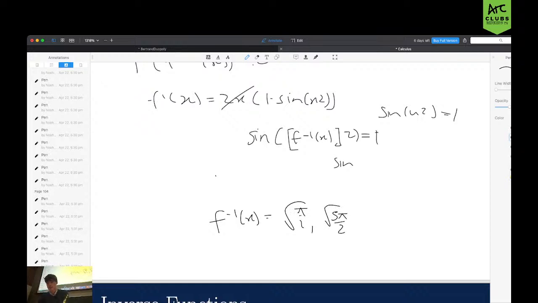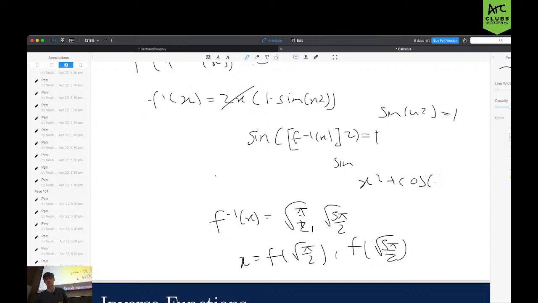So in other words, we're trying to solve for where x has to be f of the square root of pi on 2, and f of the square root of 5 pi on 2. And we can just substitute that into our original function, which was f of x equals x squared plus cos of x squared. If we put in the square root of pi on 2, we just get cos pi on 2 equals 0. We just get x equals pi on 2 and x equals 5 pi on 2.